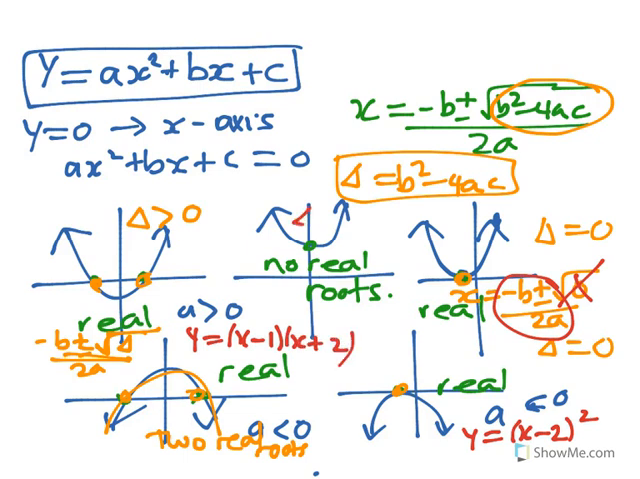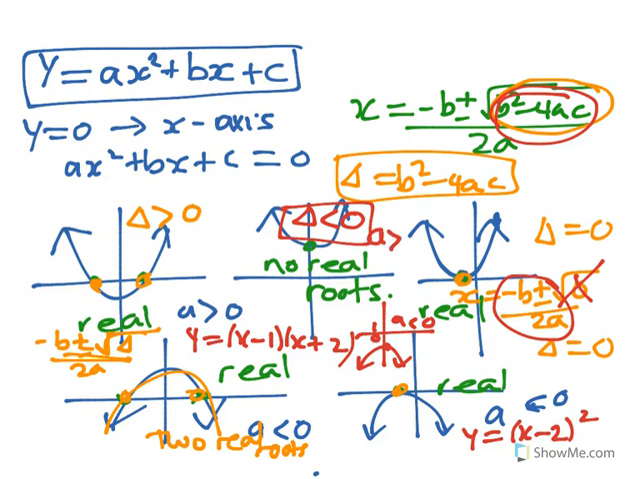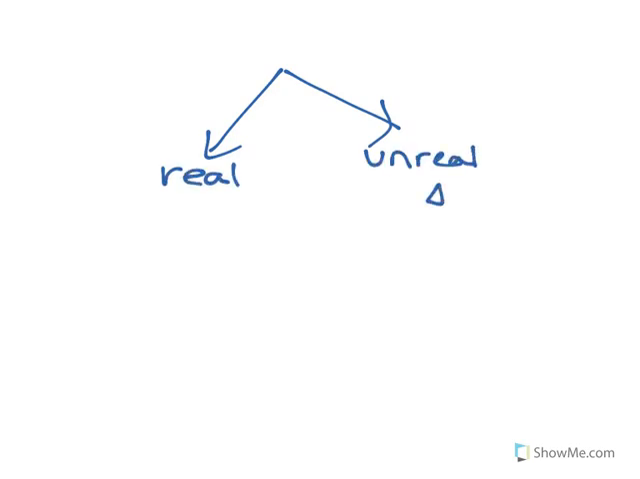Okay, when you have no real roots, the discriminant would be less than 0, because what happens is you can't find the square root of a negative, so you can't actually calculate a root. There's another situation where that happens as well, when the parabola looks like this, when it doesn't cut, and that's when a is less than 0, and this is when a is greater than 0. So basically you have real roots and unreal roots. Discriminant for unreal roots is less than 0 because you can't find the square root of a negative.